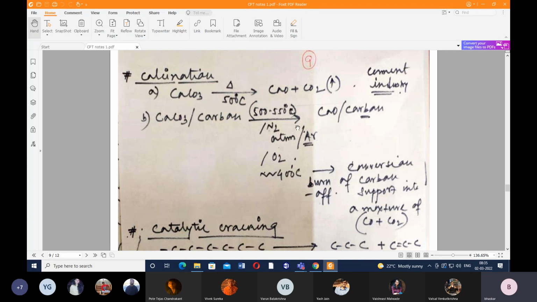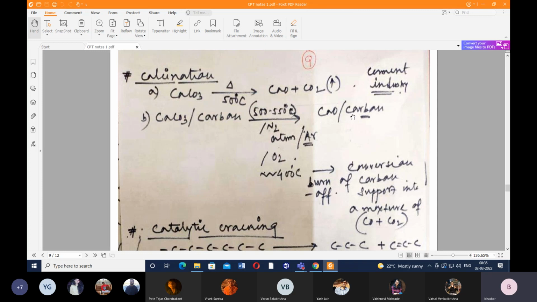Why is it so? Since in the air or oxygen atmosphere, this carbon will burn off and it will produce a mixture of carbon monoxide and carbon dioxide. If I have incomplete combustion, then I'll get mainly carbon monoxide. But for the complete conversion at 500 to 550 degrees Celsius, we expect the complete combustion of carbon material. So it will produce a mixture of carbon monoxide and carbon dioxide. However, the concentration of carbon dioxide in the mixture would be quite higher, and the concentration of carbon monoxide would be quite less.